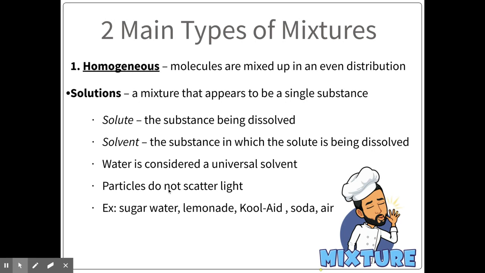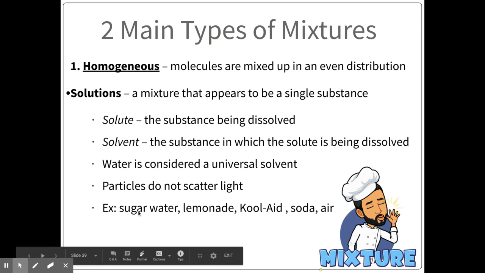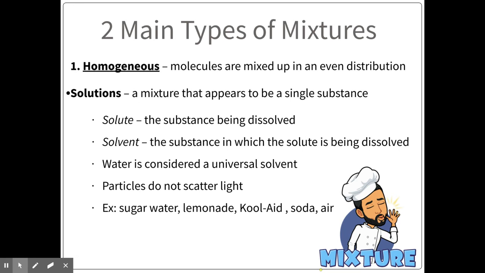substance that we know. And in a homogeneous solution, particles do not scatter light. Light goes through them. So examples would be sugar water, lemonade, Kool-Aid, soda. Air is a homogeneous mixture. It's something a lot of people don't think about. So it kind of seems like a pure substance, but it's not.